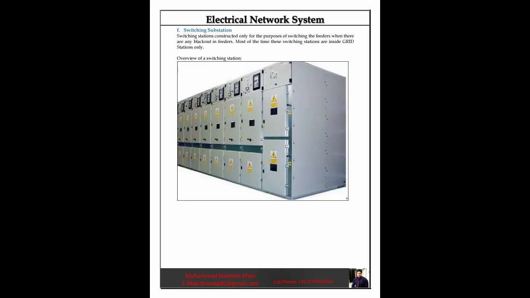Switching substation. Switching stations are constructed only for the purpose of switching the feeders when there is any blackout in the feeders. Most of the time these switching stations are inside grid stations only. Overview of a switching station.